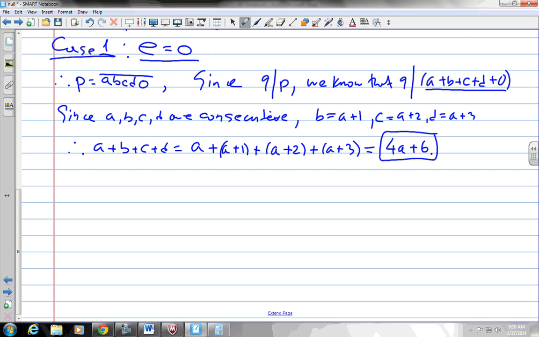Remember how we got to this point? 9 divides the sum. Then we expressed each of these letters in terms of A by using the fact that the numbers are consecutive. So that's what gave us, basically what we have right now, that 9 divides 4A plus 6, instead of writing a plus b plus c plus d. Well, now I just have to do basically trial and error to find the value for A that makes this work. What can A be? Well, be careful. A is just the first digit, so A is.